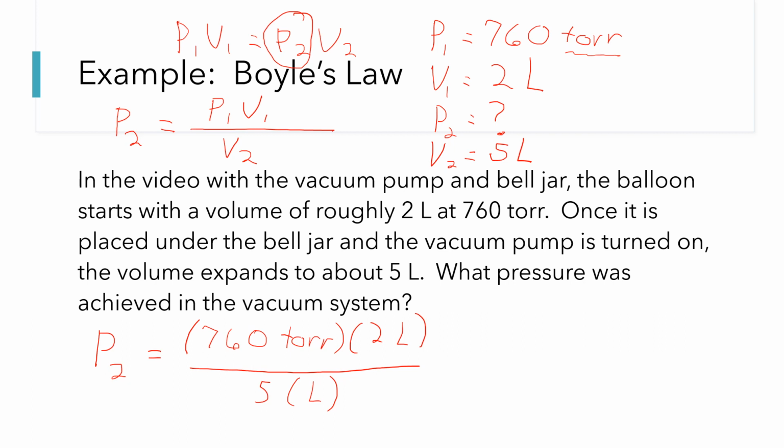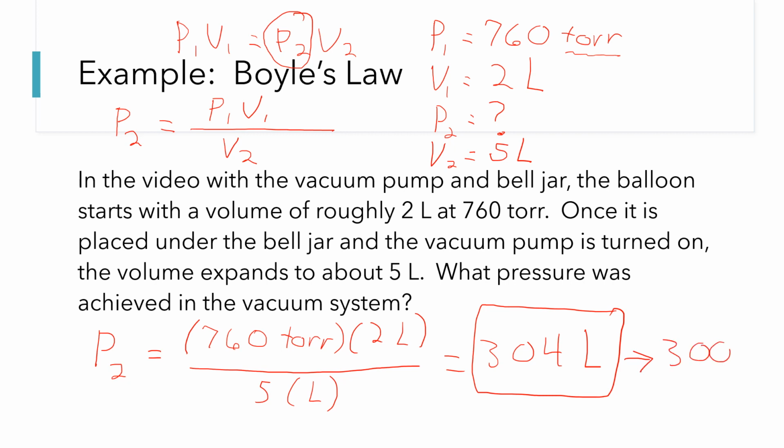All right, so if I run this in my calculator, I'm going to have 760 times 2 divided by 5. And that gives me an answer of 304 torr. Now, in terms of significant figures, probably should only keep 1. So really, if we're going to round this for sig figs, this should be about 300 torr. I'm kind of limited by these volume estimates that we started at 2 liters and ended at 5.